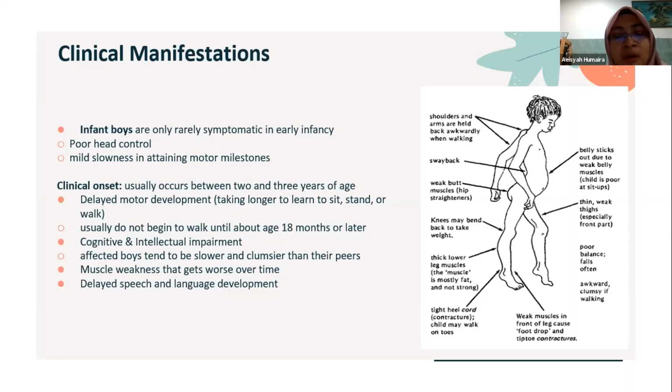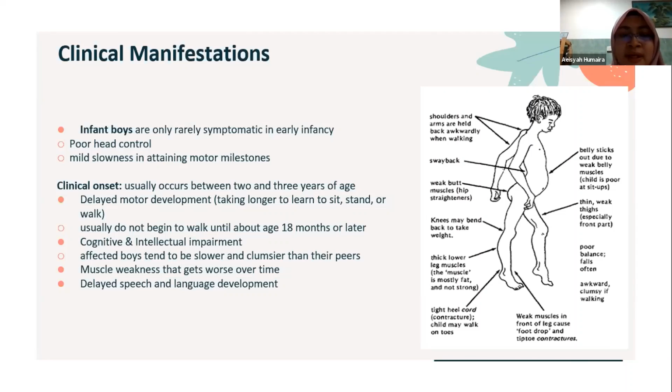They also might have cognitive and intellectual impairment. So the affected boys tend to be slower and clumsier than their peers. They have muscle weakness that gets worse over time, and delayed speech and language development. So in this picture, it shows that the child has muscle weakness. It causes foot drop or tip-toe contracture, and then it goes way back here, and then it causes poor balance, and the child might fall often.